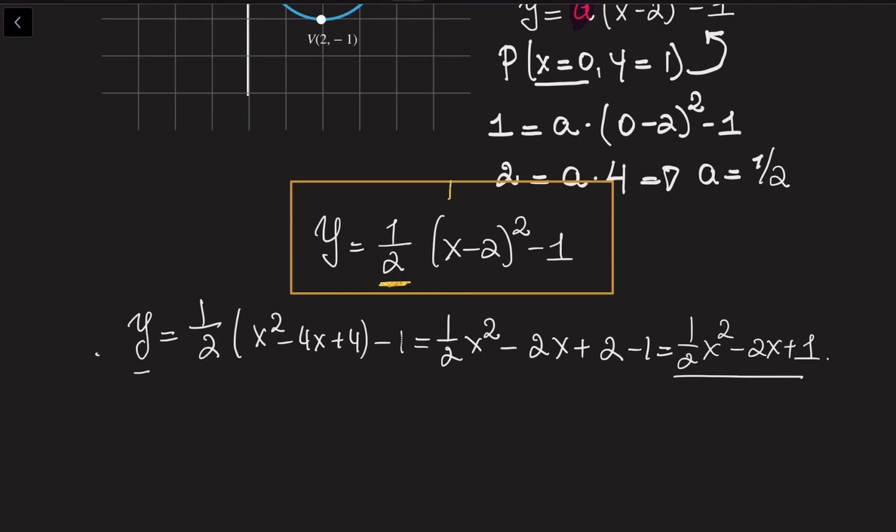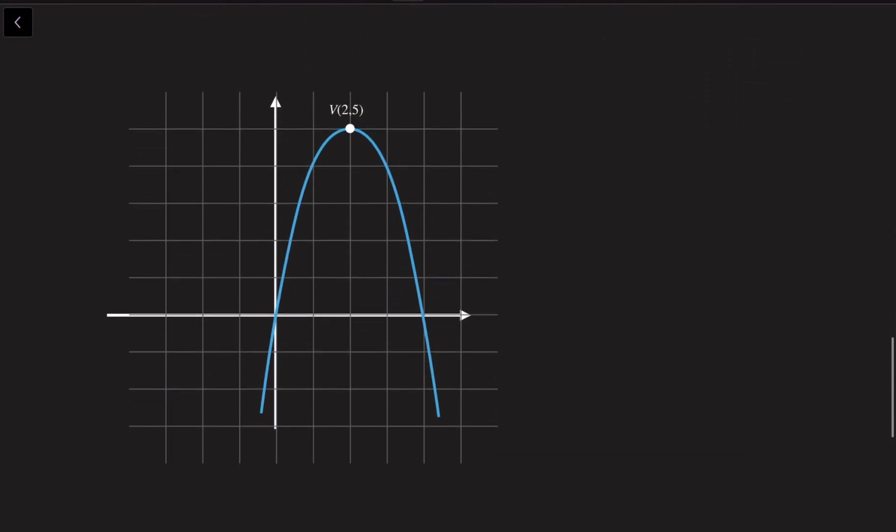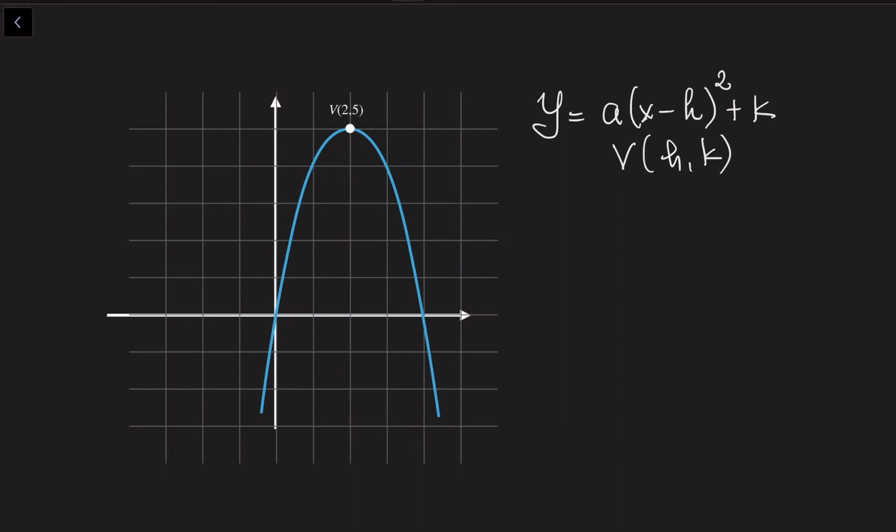So let's do one more exercise. If you are given this graph, how do you figure out again the equation of the parabola in the complete square form and in the standard form? Again, let me remind you that the template of the complete square form is a(x - h)^2 + k with the vertex of the parabola at the point (h, k).